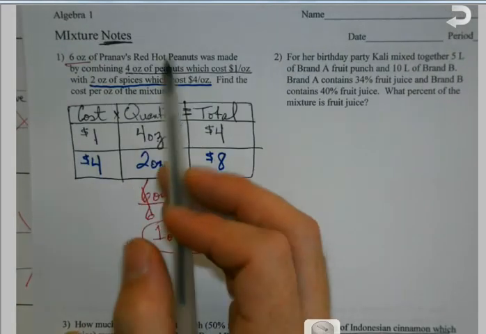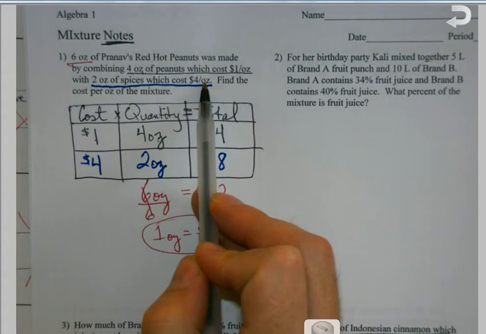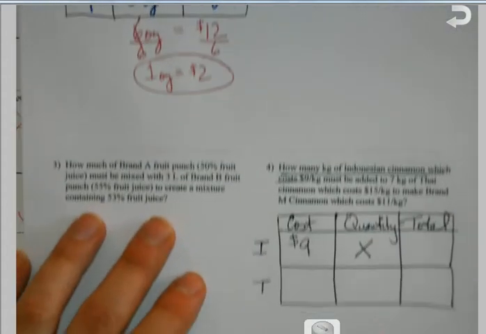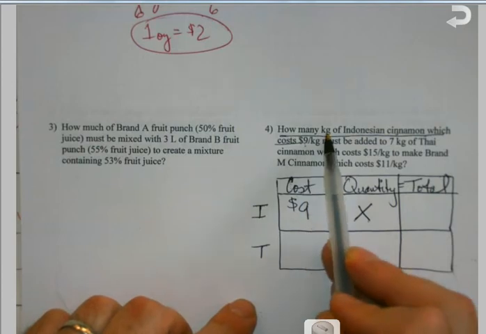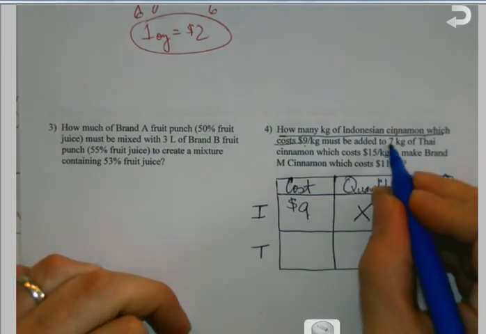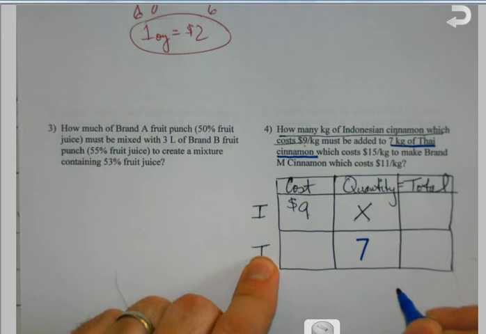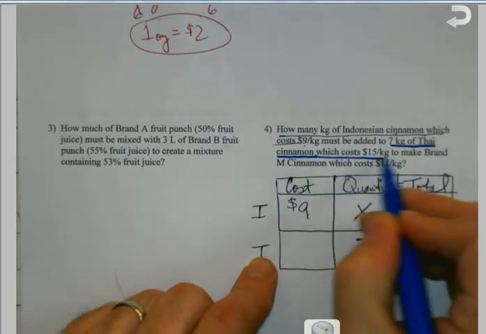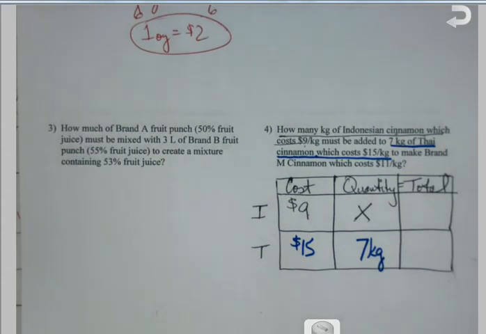Like back up here, they told me it was 4 ounces of peanuts and it cost $1, or it was 2 ounces of spices and it cost $4. They told me everything. Well, when I got down to number 4, they told me that the Indonesian cinnamon cost $9, but they didn't tell me how much. The 7 kilograms goes with my Thai cinnamon, which costs $15 a kilogram.